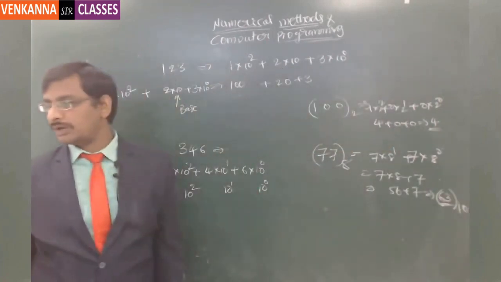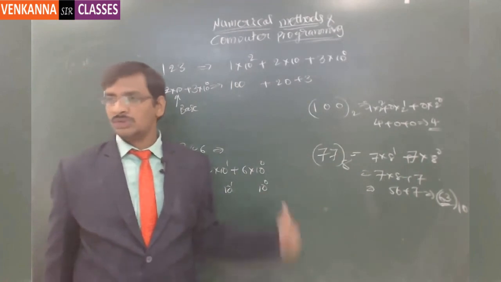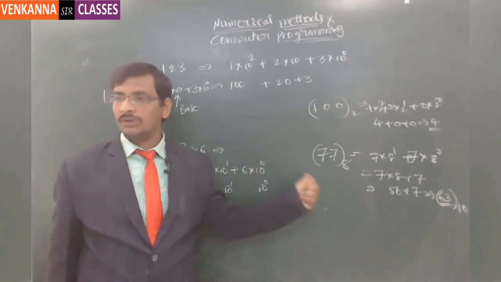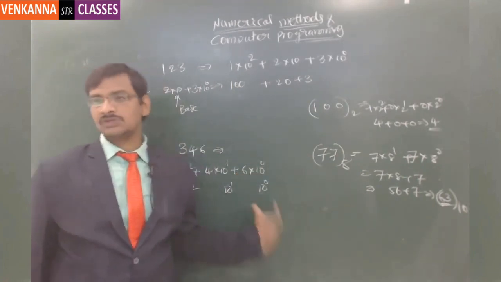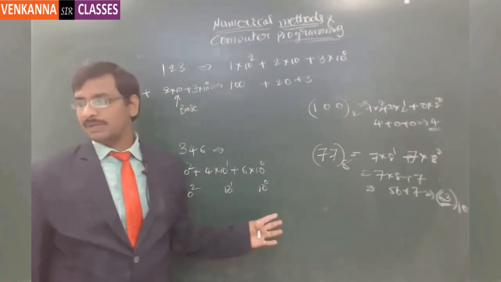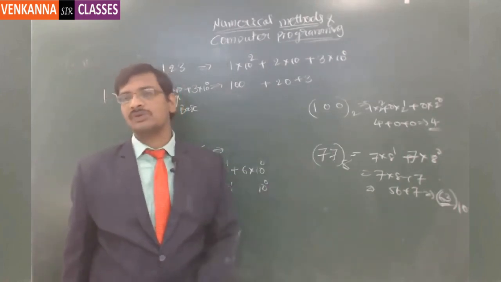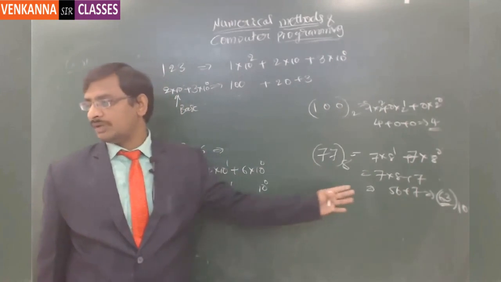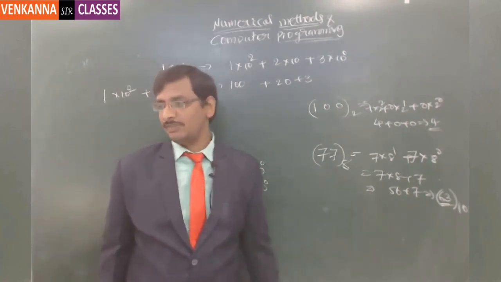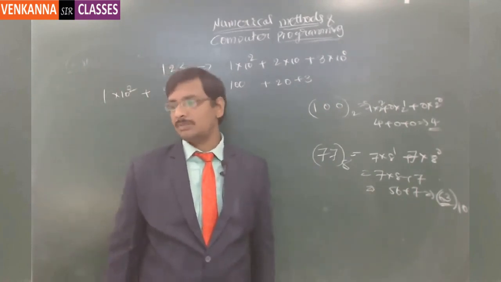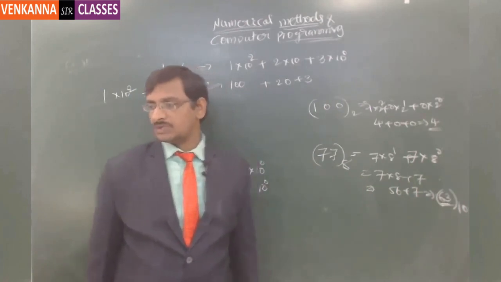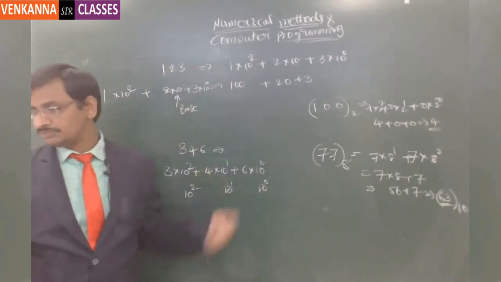Got it? This is how we are converting any number system to the decimal number system. Whatever the base is, exactly the same procedure you can adopt to convert into the number system you are very familiar with, which we call the decimal number system. Got it? Understood how to convert a number system?